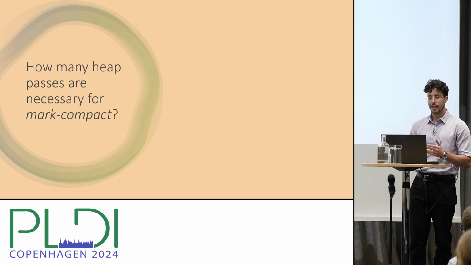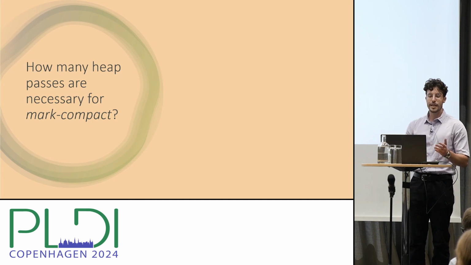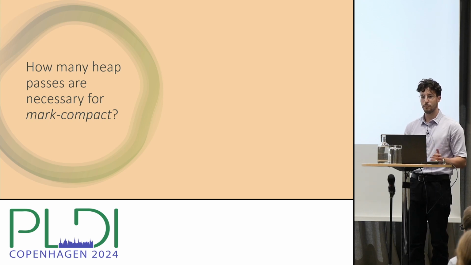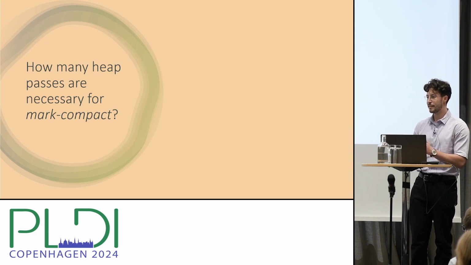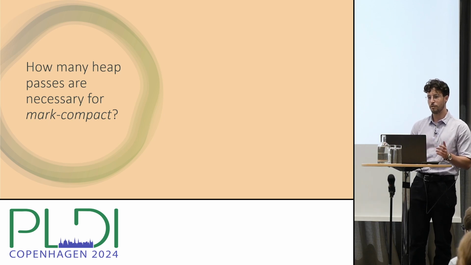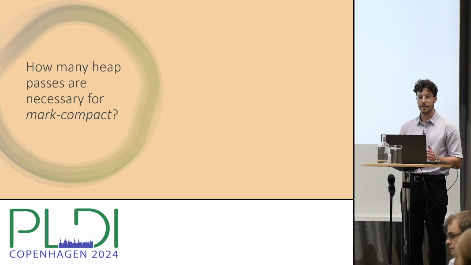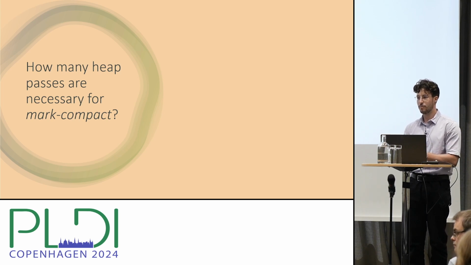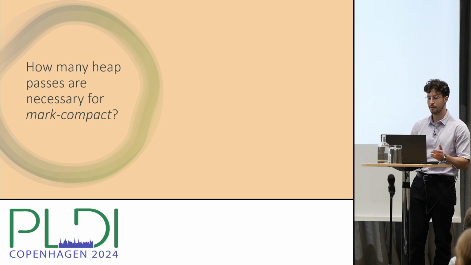So we begin with asking the question, how many heap passes are necessary for mark compact? Now, in the worst case, a single pass at least seems unavoidable. Imagine a case in which there is a little bit of free space in the beginning of the heap, and then a lot of objects scattered throughout it. We will need to go into each one of these objects and copy it into the beginning addresses.